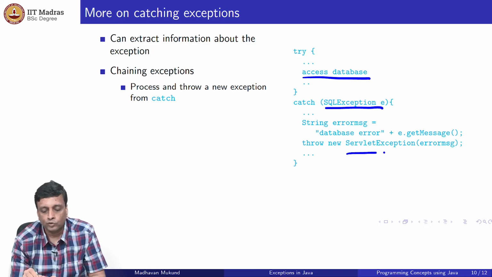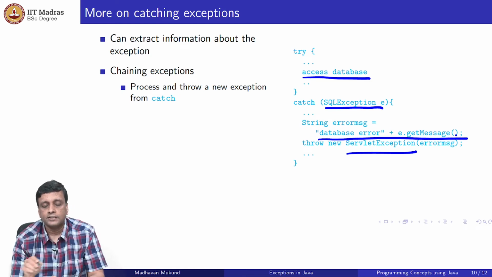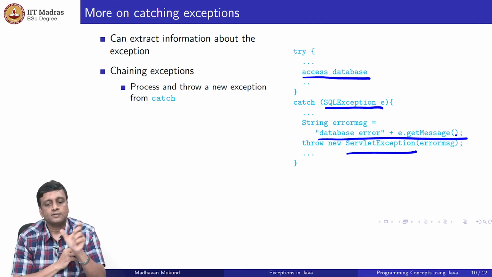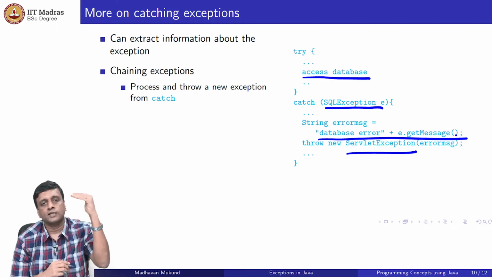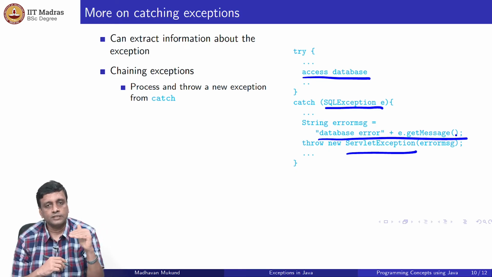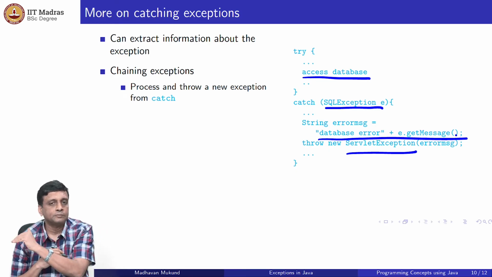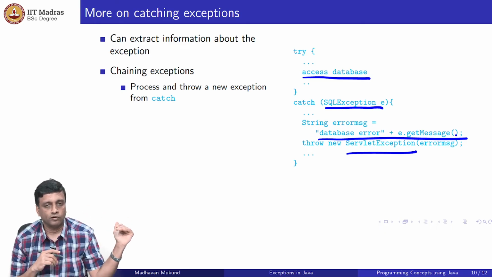So, I am going to throw a new servlet exception, and in this new servlet exception, I am going to pass on the message that I got from the database. I add this string database error, and then I pass whatever message I got back, so that the servlet exception carries in some sense some history about where it came from. This is why it is called chaining. I am taking one exception and passing it on with some extra information involved.